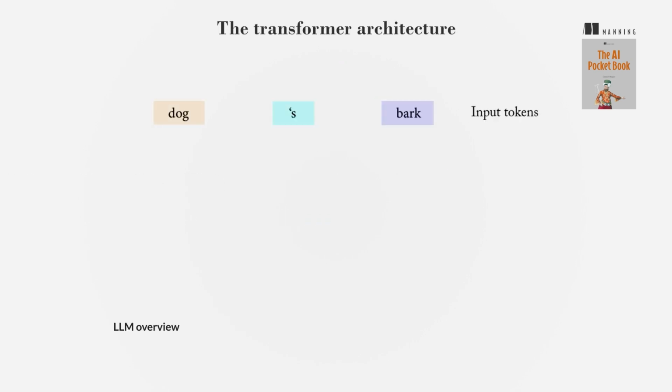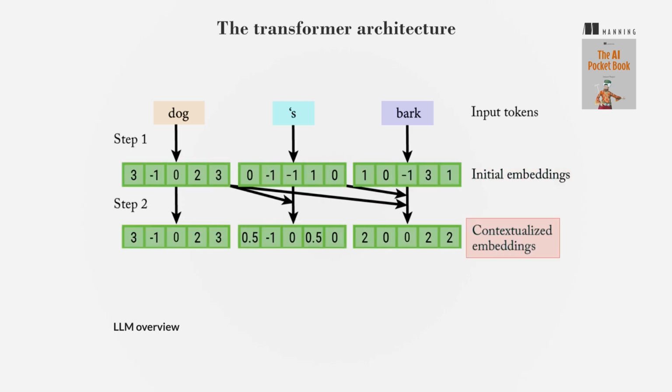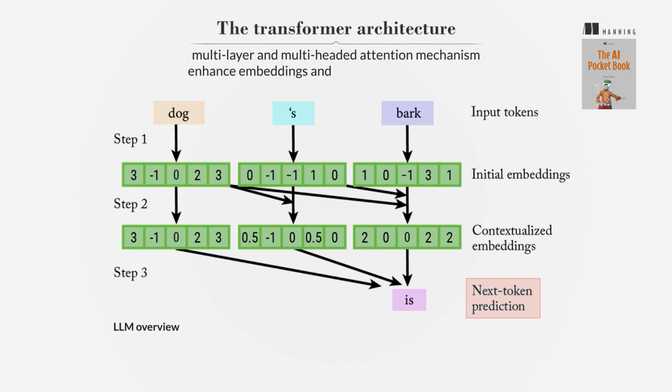The transformer architecture, introduced by Google researchers, is the foundation of current LLMs. It processes tokens in 3 steps: mapping tokens to embeddings, contextualizing embeddings using previous tokens, and predicting the next token. The architecture uses a multi-layer and multi-headed attention mechanism to improve embeddings and make accurate predictions.